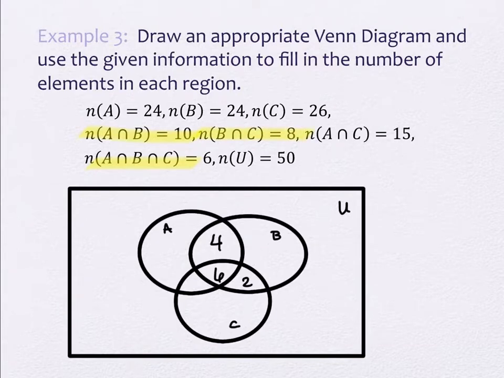The next one is A intersect C. That's here. They have to add up to what? 15, and I already have 6. What is it? 9. Good. So I've got 9. Okay, everybody getting the feel for what we're doing? We're working our way kind of from the inside out.